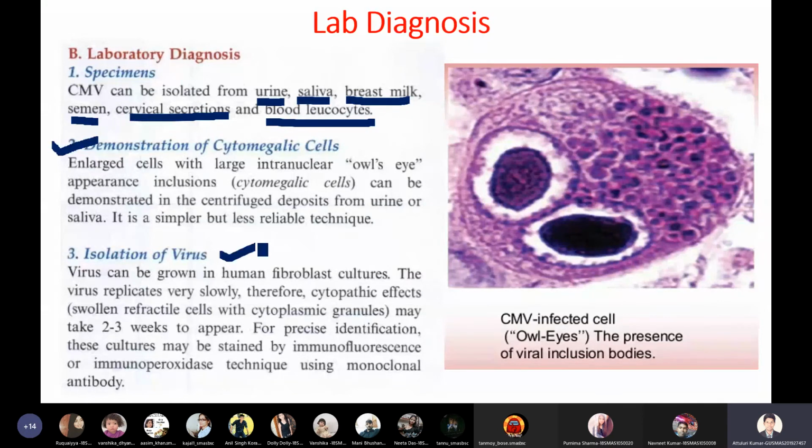Okay, so this virus is usually isolated from human fibroblasts, and this virus will replicate very slowly. Therefore cytopathic effects can be seen as refractile cytoplasmic granules after 2 to 3 weeks. So these inclusion bodies only appear after 2 to 3 weeks, where owl-eyed inclusion bodies can be seen inside the cells of the patient infected by cytomegalovirus. Also this virus can be detected by immunofluorescence tests or immunoperoxidase techniques, which is your ELISA techniques, or by using monoclonal antibodies, we can detect the cytomegalovirus in the patient.